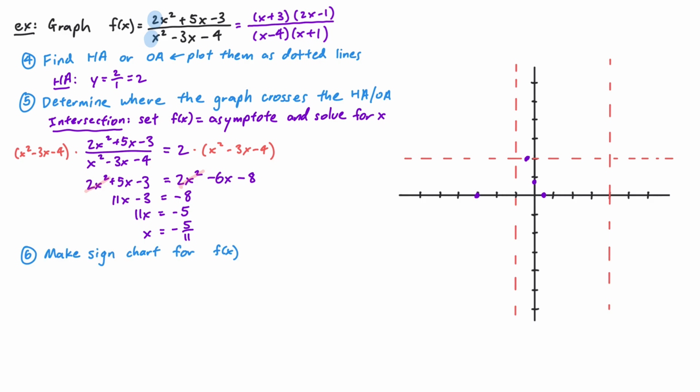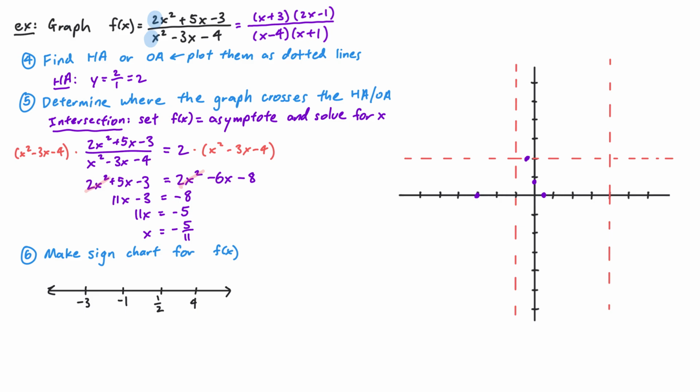Our next step is to make a sign chart for our function. Let's start by drawing a number line. On our number line, we want to divide it according to the x values where our graph might have a sign change. And those are the x-intercepts and the vertical asymptotes. So we have an x-intercept at negative 3, a vertical asymptote at negative 1, another x-intercept at 1/2, and then lastly another vertical asymptote at x equals 4. So our number line is divided into 5 different intervals. We want to determine the sign of our function on each of these intervals.